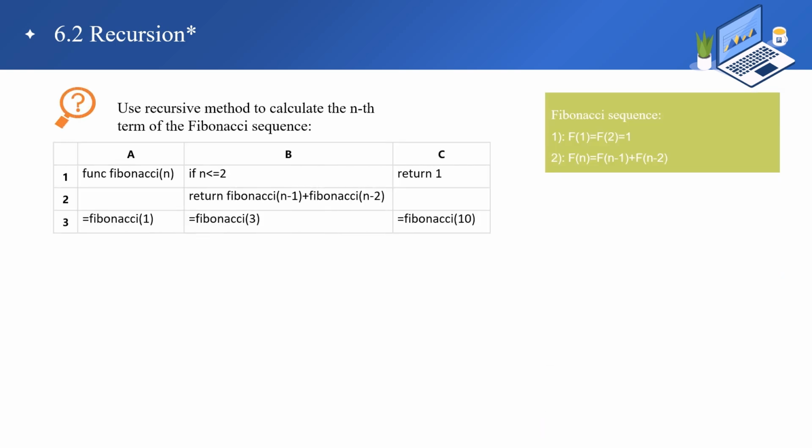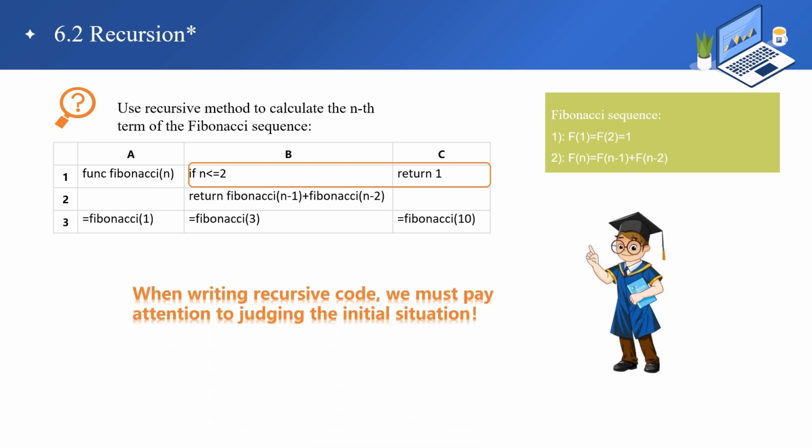Let's try the nth term of the Fibonacci sequence that we have done before. Its rule is as follows. 1. f1 equals f2 equals 1. 2. fn equals fn minus 1 plus fn minus 2. The code written recursively is also very simple. When this code recurses to n, it depends on the 2 results of n minus 1 and n minus 2, and there are 2 initial cases n equals 1 and n equals 2 to deal with specially. When writing recursive code, we must pay attention to judging the initial situation.